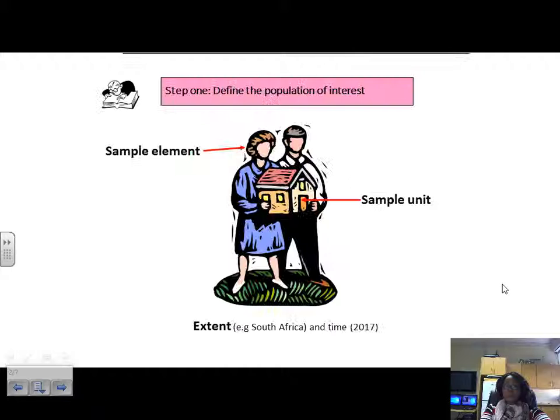Right, the first step in the sampling process is defining the population of interest. Most people refer to this as the target population. Some people merely refer to it as the sample. Basically, the population of interest comprises those individuals from whom we're interested in collecting data. It will have elements that we refer to as the units of analysis.